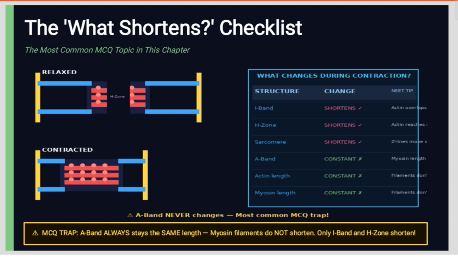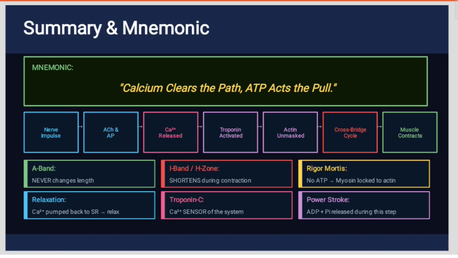We have now covered the entire mechanism from a nerve signal to the sarcomere shortening. Before we close, let us lock in a power mnemonic and do a rapid-fire review of everything we have learned. Calcium clears the path, ATP acts the pull. Let us decode this mnemonic line by line.